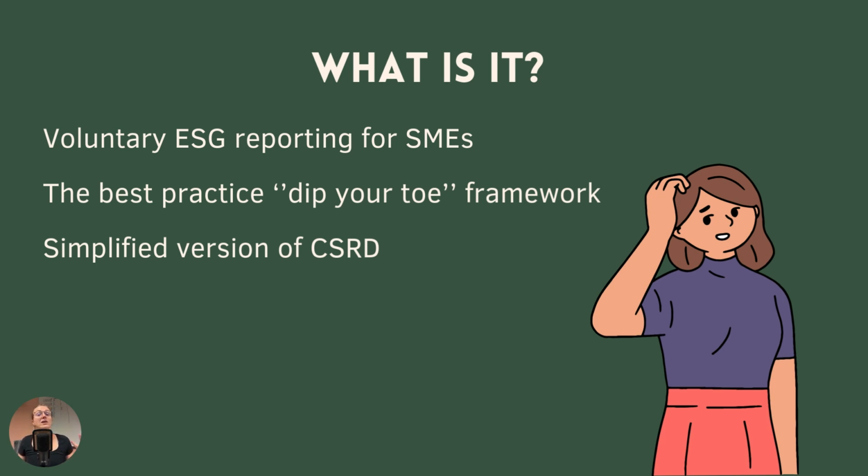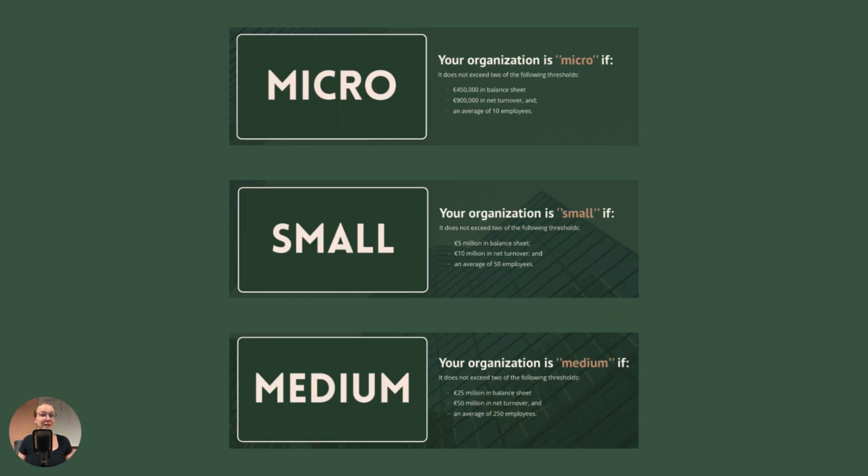So, how to know if you actually fit into this bucket? I have made a few little tidbits here. I'm not going to go over all of them, but essentially, as you can see here, there are three parameters. The EU Commission loves to put three parameters, and if you don't exceed two of the following, you will fit into either a micro, small, or medium sized company. Cool. So, what is actually in this? That is probably why you're here, and that is what we're going to talk about now.